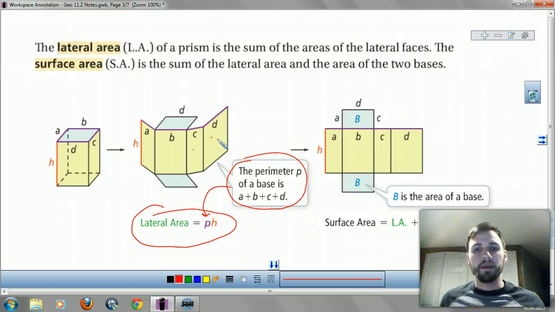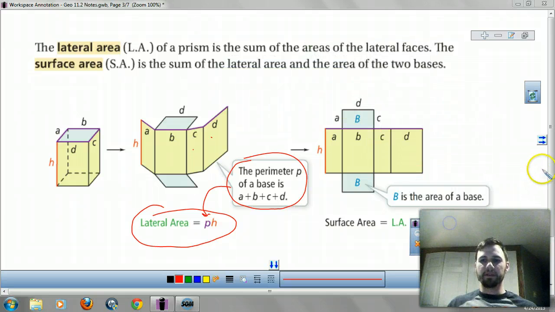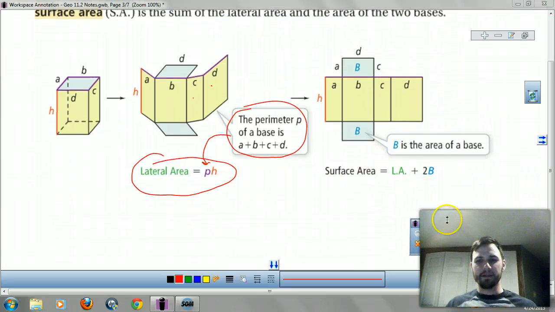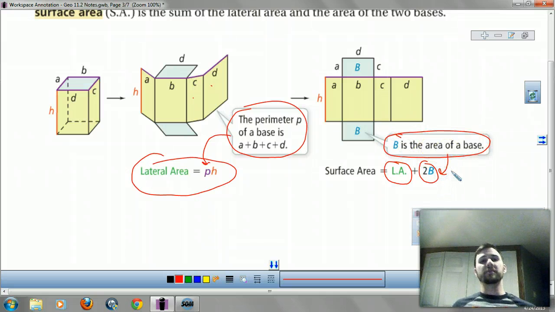Now, my surface area is my lateral area plus 2 times B, where B is the area of my base. So I find the area of the base, times it by 2 because there are 2 of them, and add it to my lateral area. Okay?